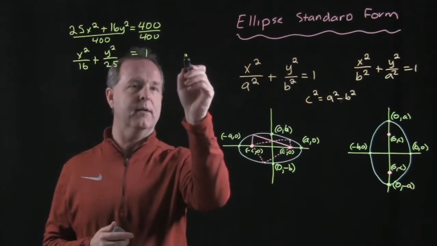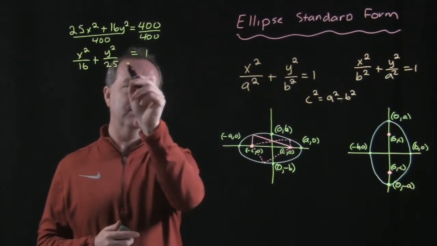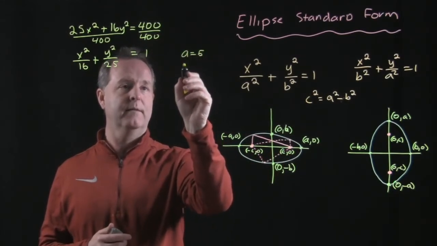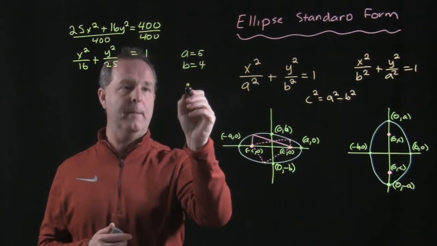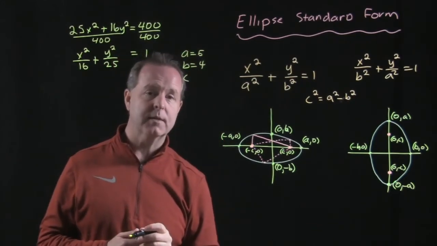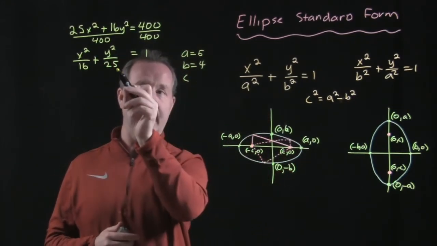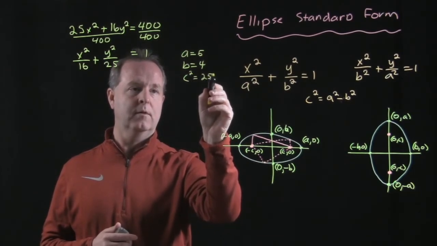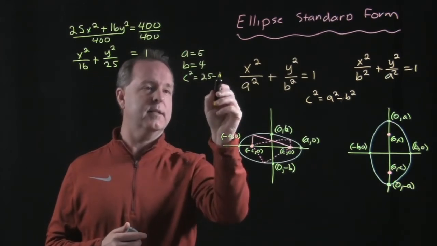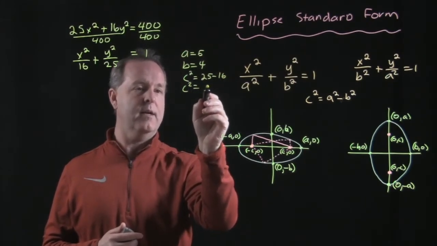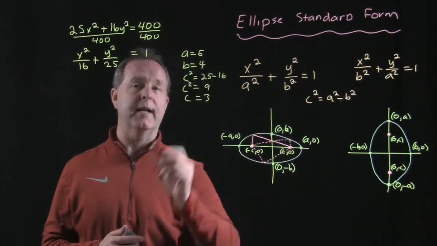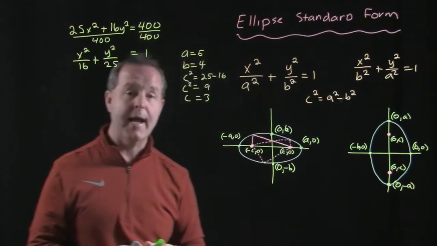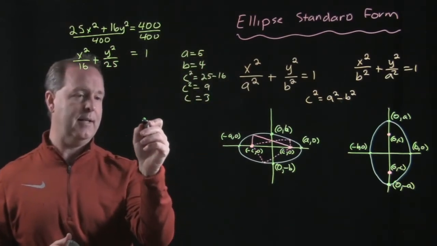So A, in this particular case, is the square root of the 25 value, the a squared. So A would equal 5, B equals 4, and then C squared equals a squared minus b squared, which is 25 minus 16. C squared equals 9. C equals 3. So we have all the information that we should need to be able to go ahead and graph and identify what this ellipse looks like.